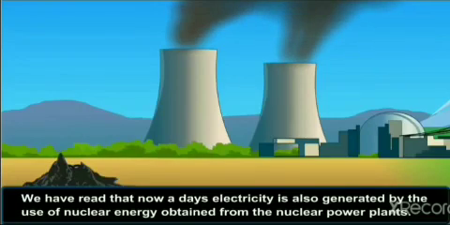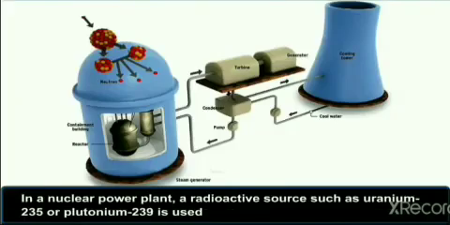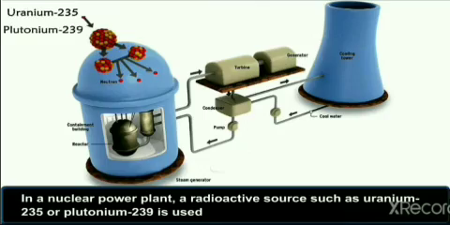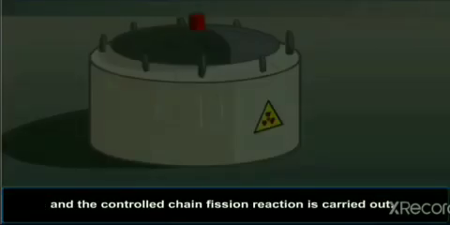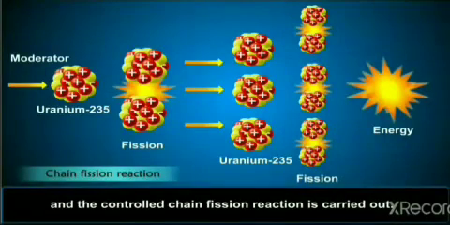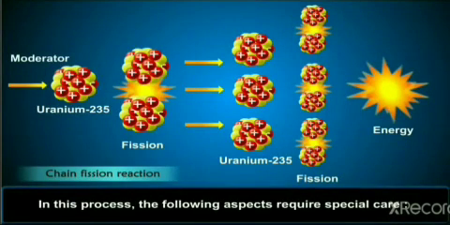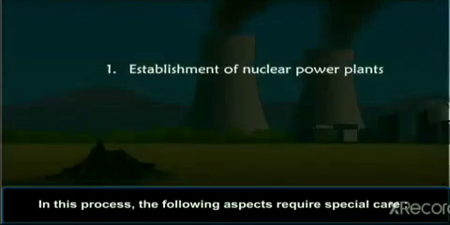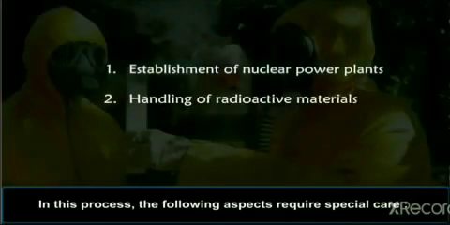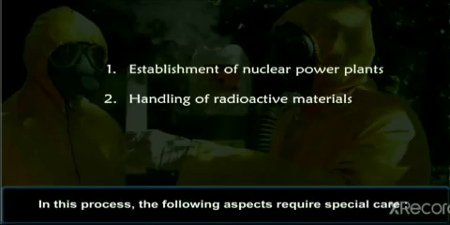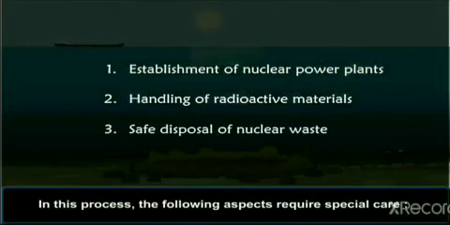Safety precautions while using nuclear energy. We have read that nowadays electricity is also generated by the use of nuclear energy obtained from nuclear power plants. In a nuclear power plant, a radioactive source such as uranium-235 or plutonium-239 is used, and the controlled chain fission reaction is carried out. In this process, the following aspects require special care. 1. Establishment of nuclear power plants. 2. Handling of radioactive materials. And 3. Safe disposal of nuclear waste.